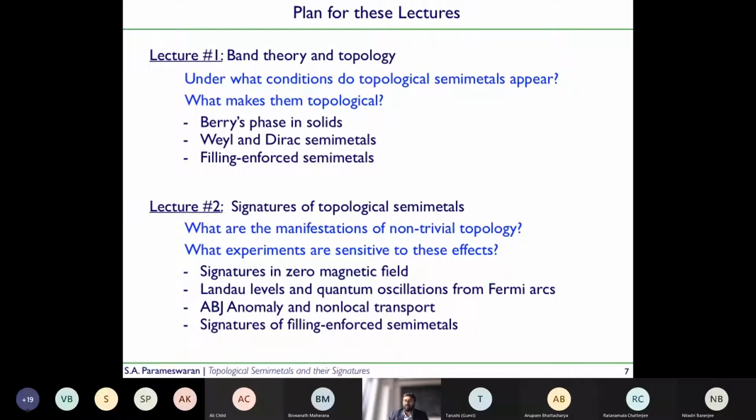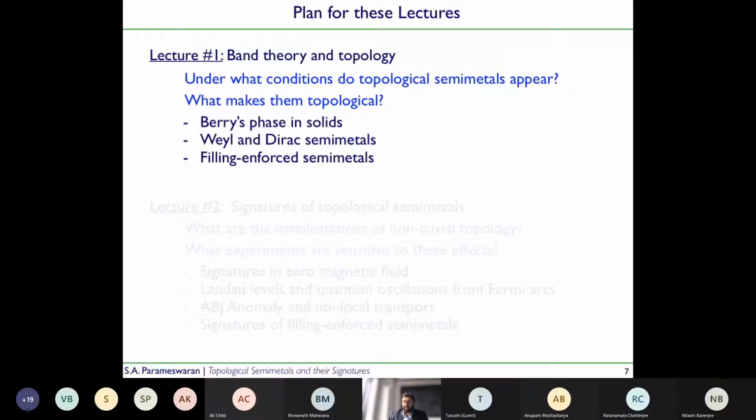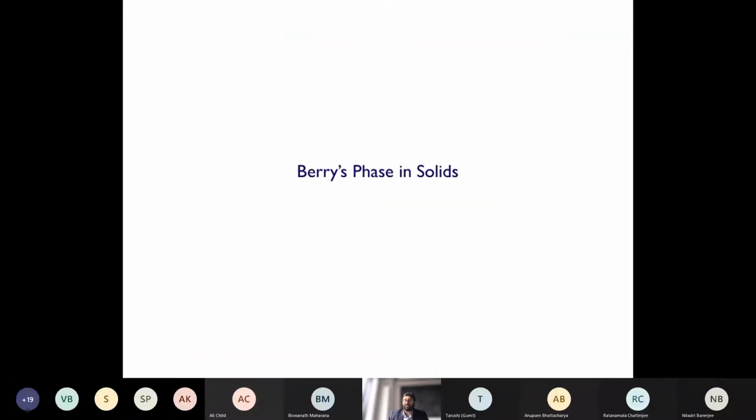And I'll argue that clever multi-terminal transport measurements can actually shed a lot of light on the underlying topological band structures. And then again, as I'll do today, I'll spend a brief period of time talking about how this idea of filling-enforced semimetals allows us to look for interesting new correlated states of matter in crystals. Okay, so this is what I'm going to do today. That's the plan. And so let me start off with talking about Berry phase in solids.